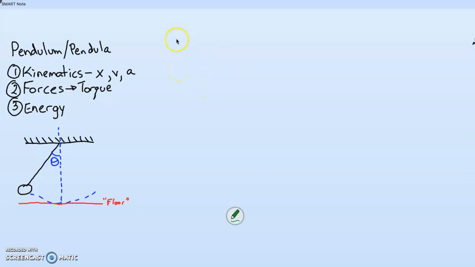We do green for this one. All right, so for kinematics in standard simple harmonic motion, we started with x equals A cosine omega t, where x is the distance away from equilibrium. Well, now instead of simply having a distance x, we have an angle theta away from equilibrium. So this x is going to turn into a theta as a function of time.